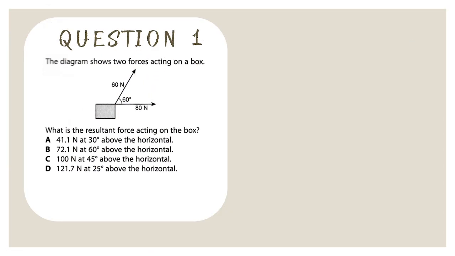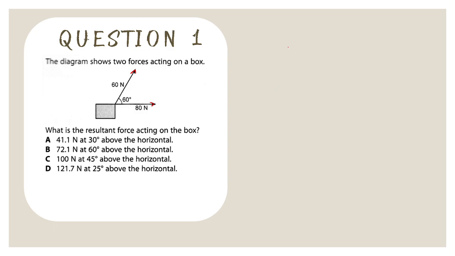Question number one is a diagram that shows two forces acting on a box. There are two forces, 60 Newton and 80 Newton. 60 is going up and 80 is going horizontal to the ground. Then what is the resultant force acting on the box? As in physics, we have to draw.